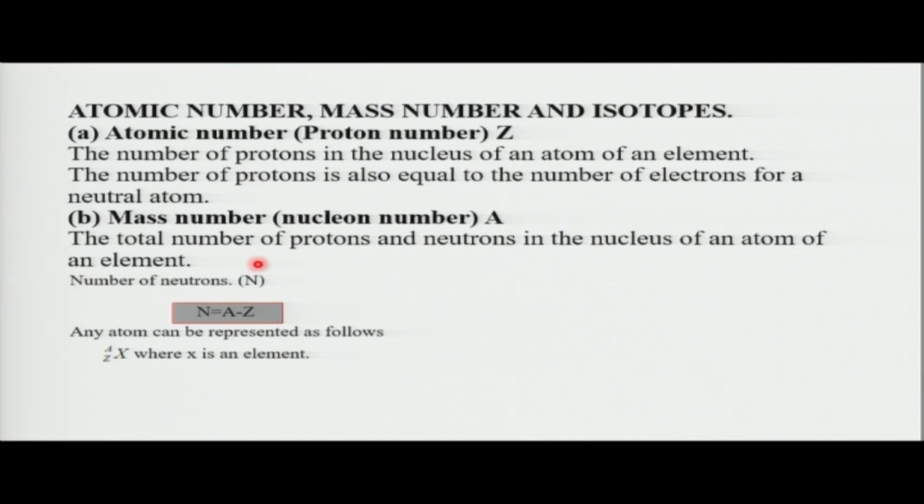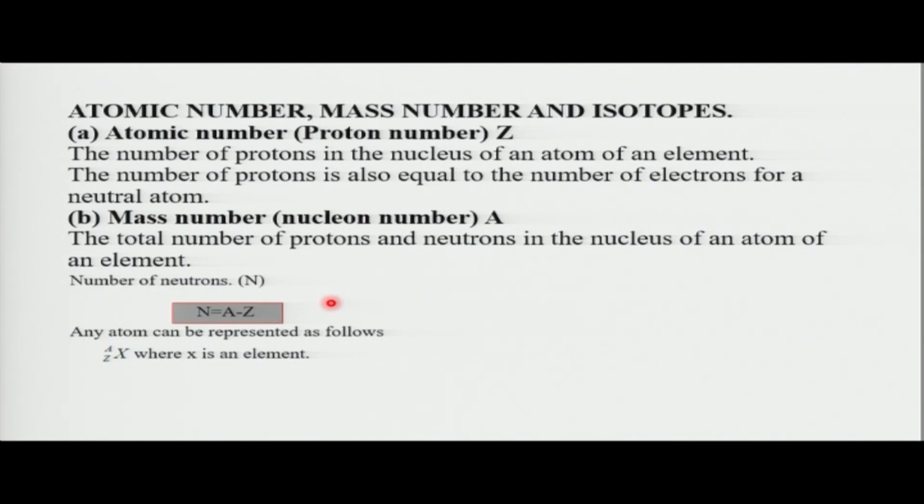From there, we try to talk about how we can get the number of neutrons if you have, for example, the mass number. So we say here that the number of neutrons is equal to mass number minus atomic number. And then we have a representation of our element.